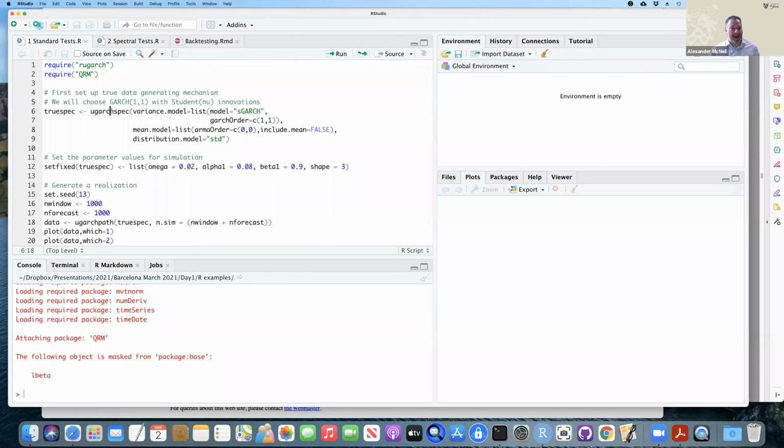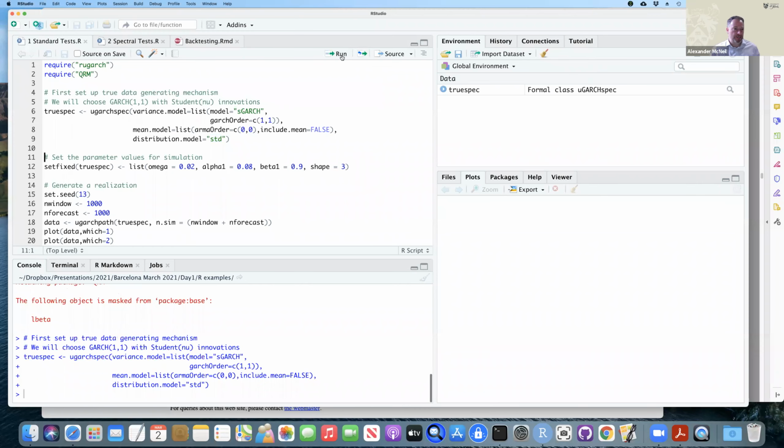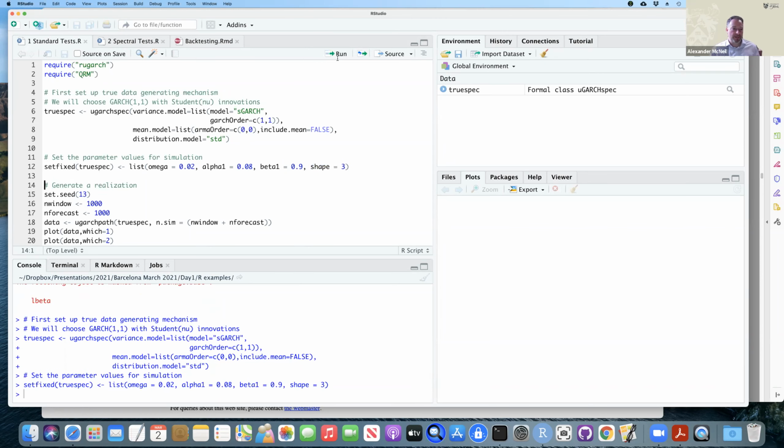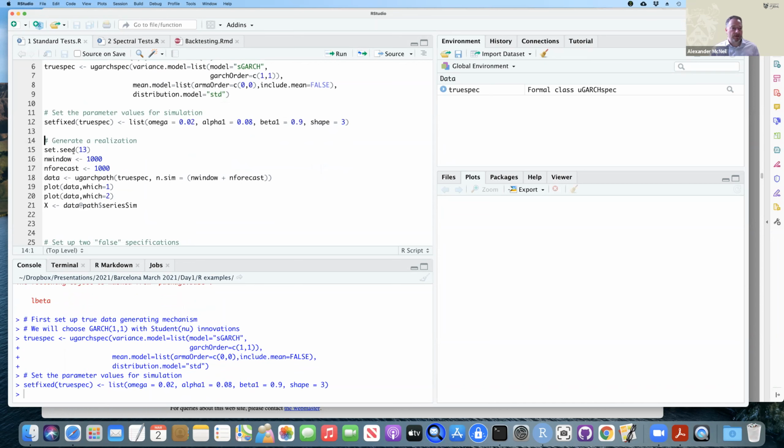So true spec means the specification that is the truth, because I'm going to simulate from it. I have to fix some parameters. So I fix a set of parameters which will work for this process. And for example, the degrees of freedom of the t distribution is quite small. So it's very heavy-tailed. So I'm fixing the parameters, and then I generate a realization. And I'm going to make this realization of length 2000 here.